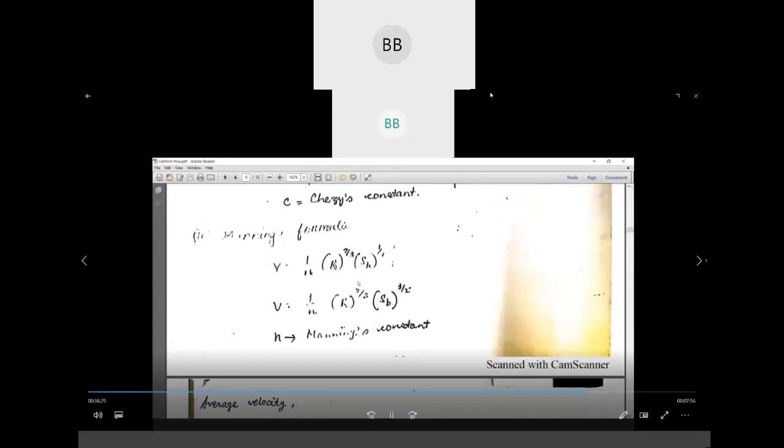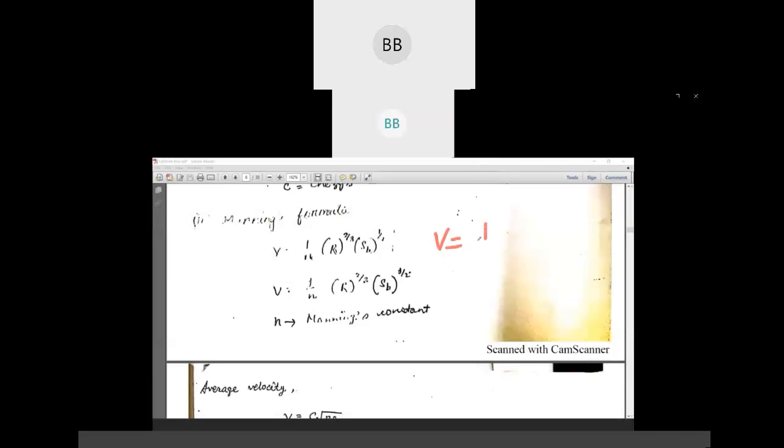Here Manning's formula is not visible properly. This is nothing but your Manning's formula, 1 by n R to the power 2 by 3 SB to the power half. This is nothing but your Manning's formula, and Chezy's equation.